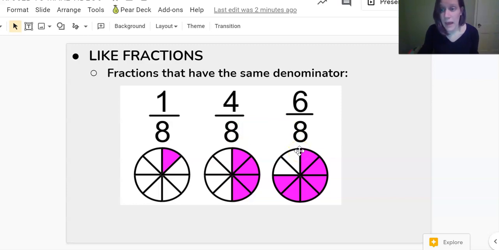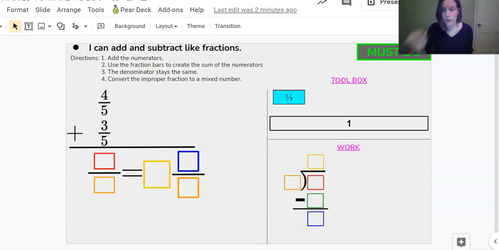So when we add or subtract like fractions, our denominator stays the exact same. The only thing that we're adding or subtracting is the numerator. So we're going to see how you can do that and show that with fraction bars on your slides. So you're going to have slides that look like this that ask you to add the fractions.